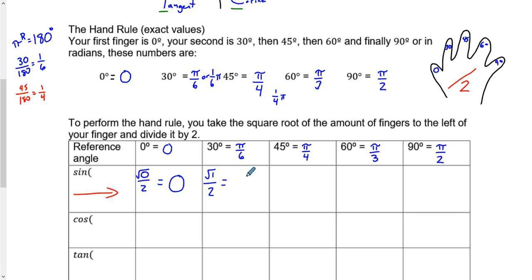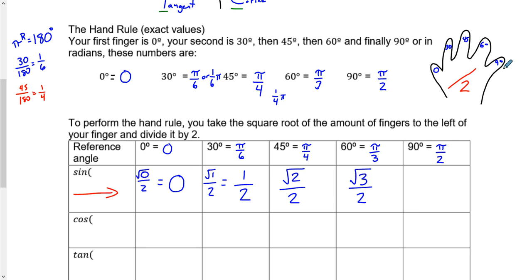Square root of 1 is 1. So meaning the sine of 30, or the sine of pi over 6, is 1/2. 45, how many digits are to the left? There's 1, 2. This one is just quick. Root 2 over 2. Boom. 60. There are 1, 2, 3 digits to the left. So it is the square root of 3 over 2.